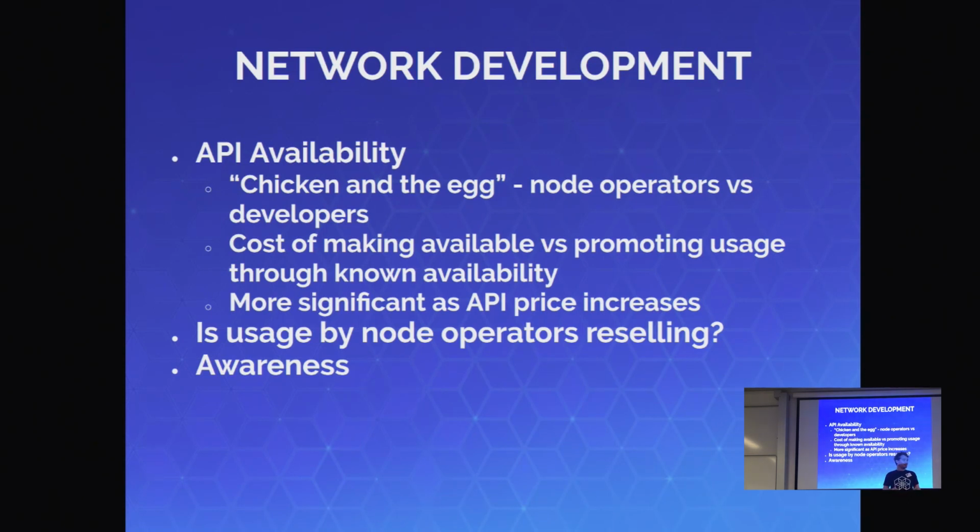And the last point really is awareness. People need to know that the API is there, that people can use it. The node operators need to be known, they need to be out there and visible, otherwise they won't get used. And people need to know that the application exists, because without end users for the application, there's no source of income for everything else going upstream.